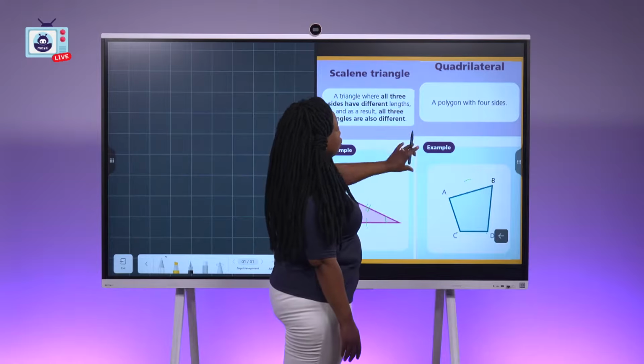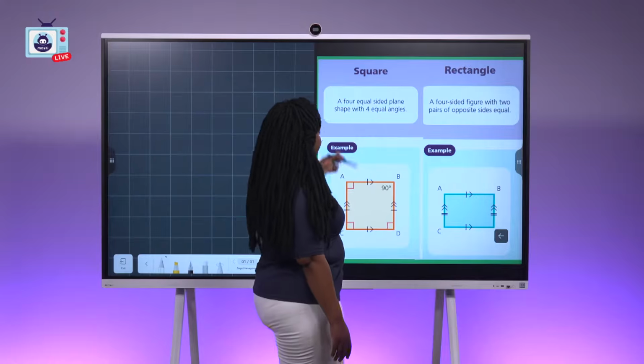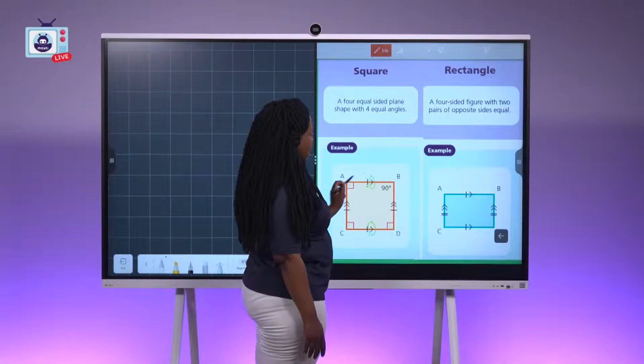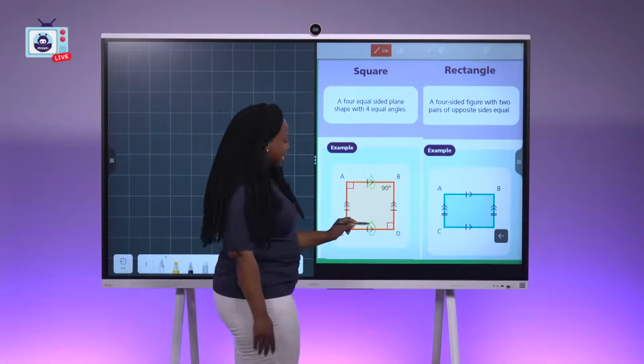But there are names, or the ones that have names, like a square. You can see a square has all sides equal. This one line here just shows that all sides are equal and all angles equal 90 degrees, as well as the opposite sides being parallel. So you can say this is my parallel sign that is showing that AB is parallel to CD.